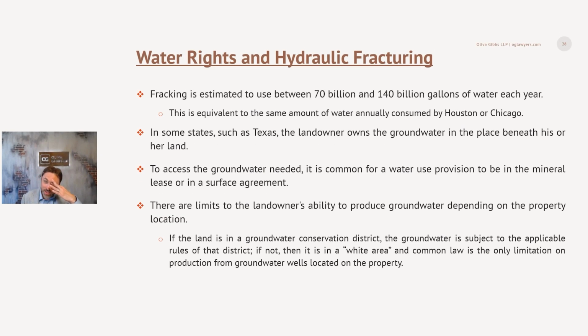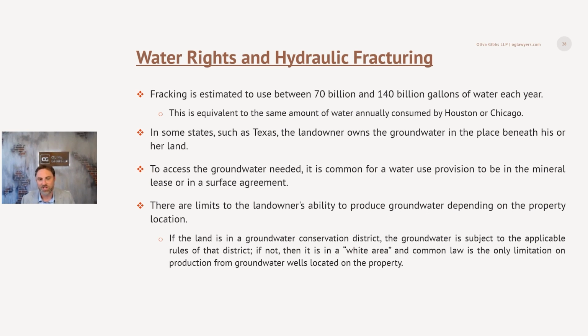So this is important because fracking is estimated to use between 70 billion and 140 billion gallons of water each year. This is about the amount of water that Houston and Chicago use. In some states, such as Texas, the landowners own the groundwater beneath their land. To access the groundwater, it's common for a water use provision to be in the mineral lease or a surface agreement. So again, very analogous to mineral extraction.